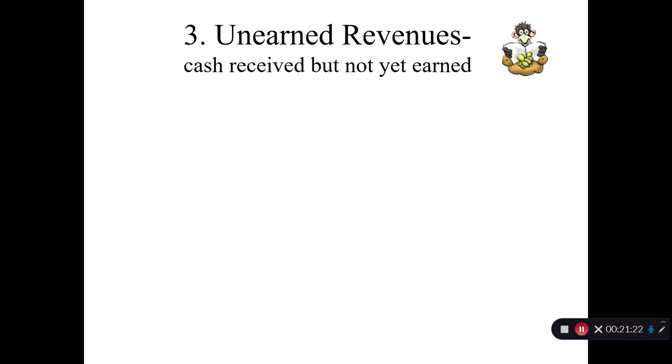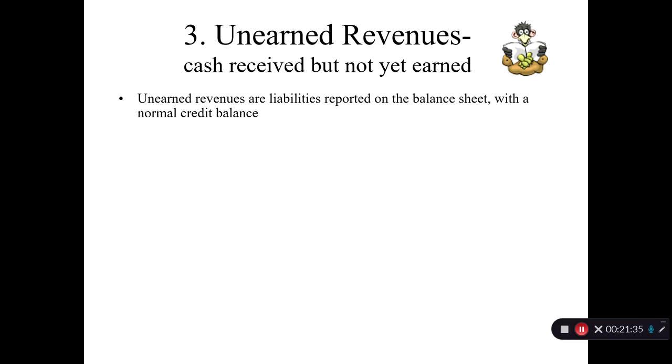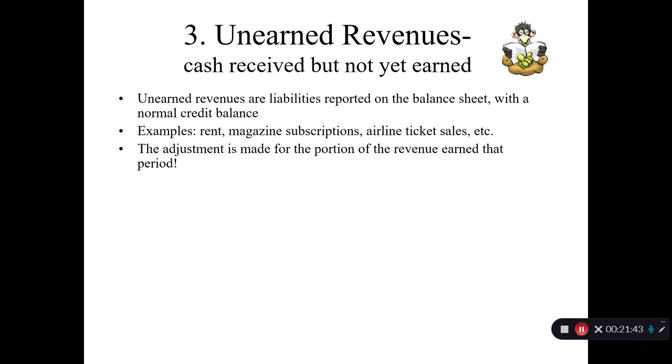Okay, the third type of adjustment is an unearned revenue. This is cash received but not yet earned. And it's very difficult for people to understand that an unearned revenue is a liability. So their liabilities are reported on the balance sheet with a normal credit balance. Examples include rent, magazine subscriptions, airline ticket sales. So the adjustment is going to be made for the portion that we earned that period.